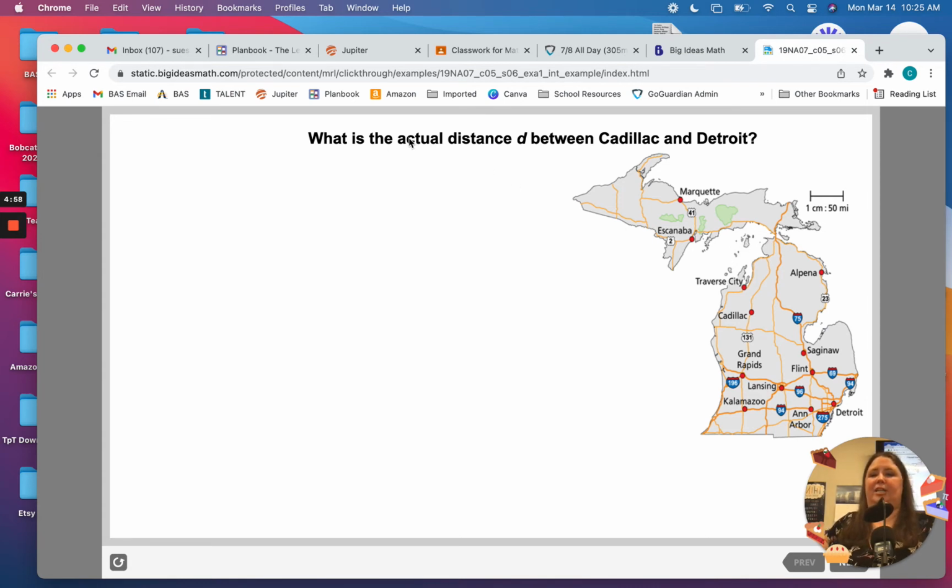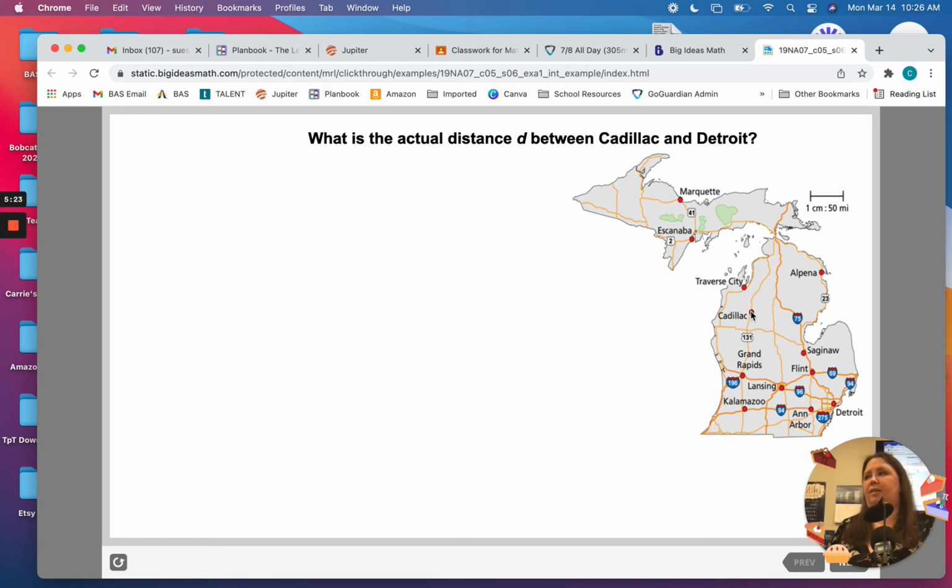All right, example 1. What is the actual distance? If I have to tell you all to be quiet again, I'm making you go back to your seats. What is the actual distance, D, between Cadillac and Detroit? So first, let's find Cadillac on the map, right here. Found it. And where's Detroit? Right here, bottom right. Cadillac to Detroit. What is the actual distance between these two?